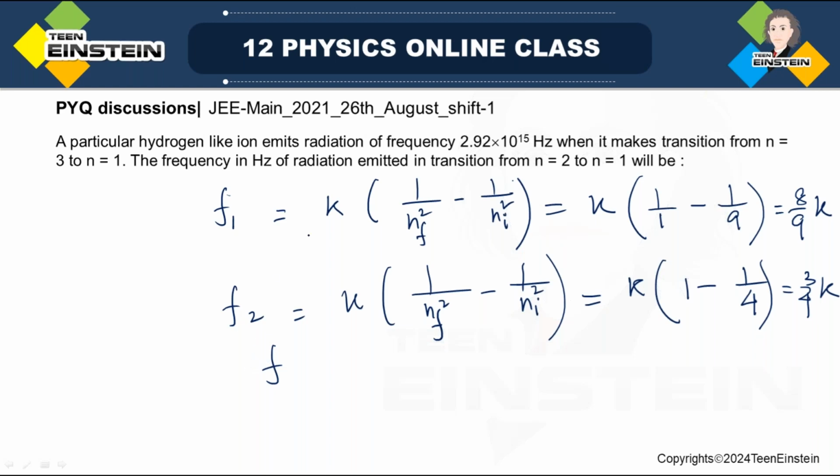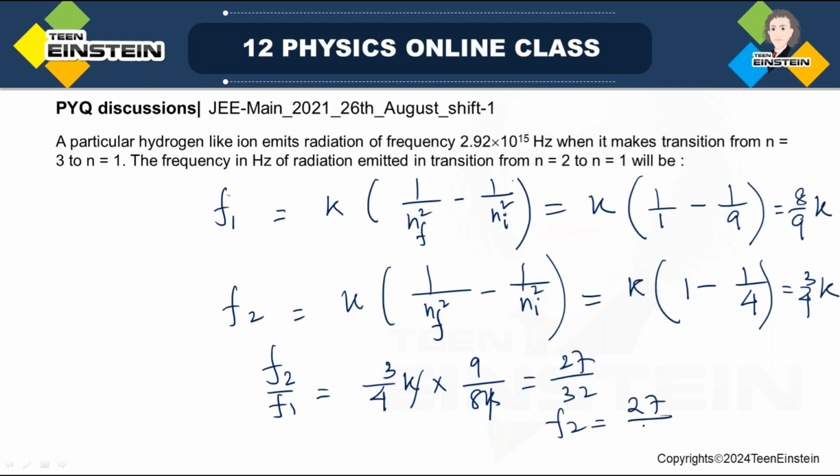Now, I have to find out what is the frequency. So f2 by f1 is equal to 3 by 4 k, and f1 is 9 by 8k. So this k goes off, and you get 27 by 32. Okay, and I have to find out what is f2. F2 is actually 27 by 32 into the given value over here, so this is 2.92 into 10 to the power 15. Okay, so this is what is given.